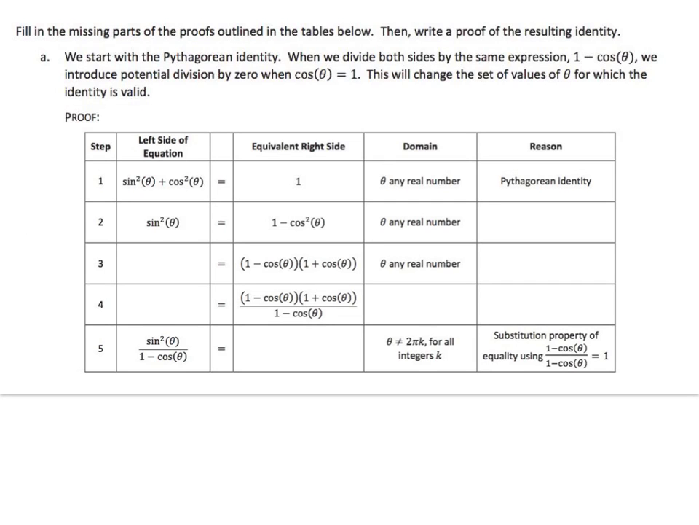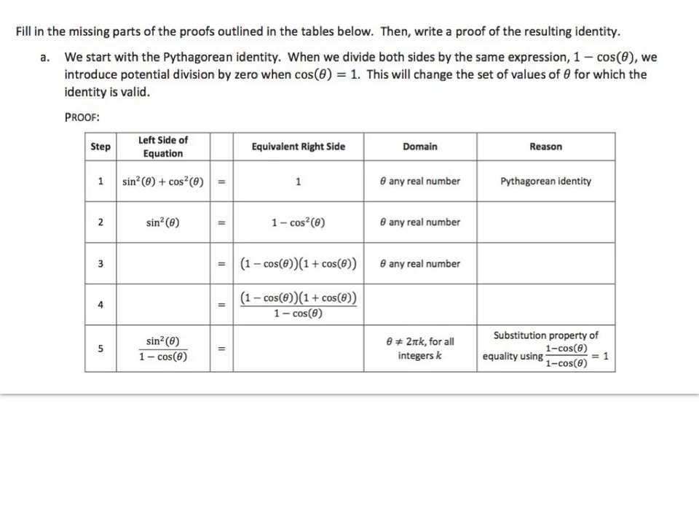So fill in the missing parts of the proof outlined in the tables below, then write a proof of the resulting identity. We're going to start with Pythagorean identity. When we divide both sides by the same expression, we introduce potential division by 0 when cosine theta equals 1. This will change the set of values for theta for which the identity is valid.